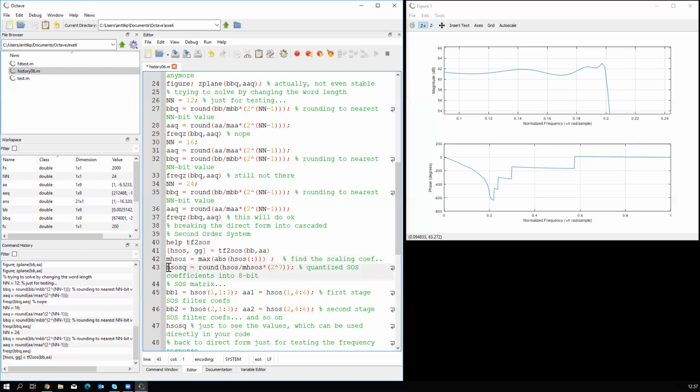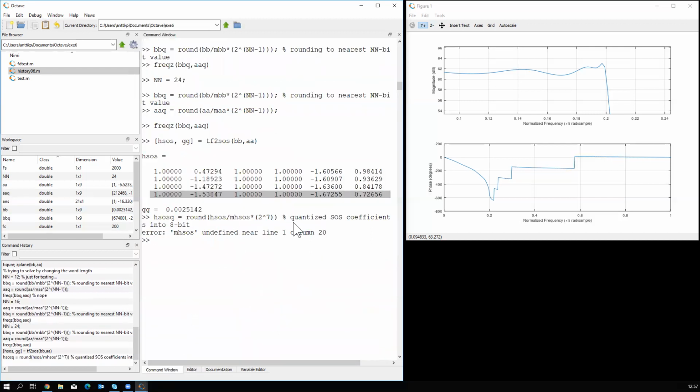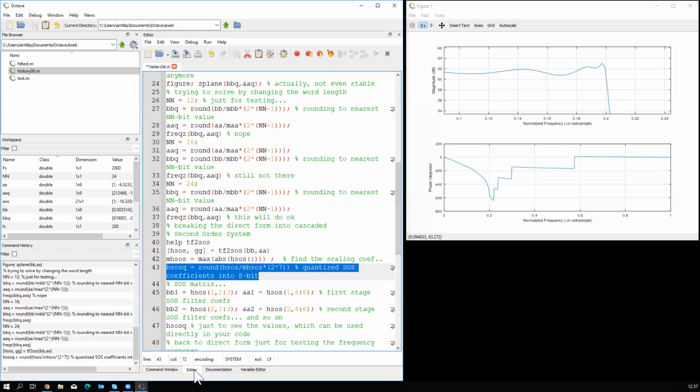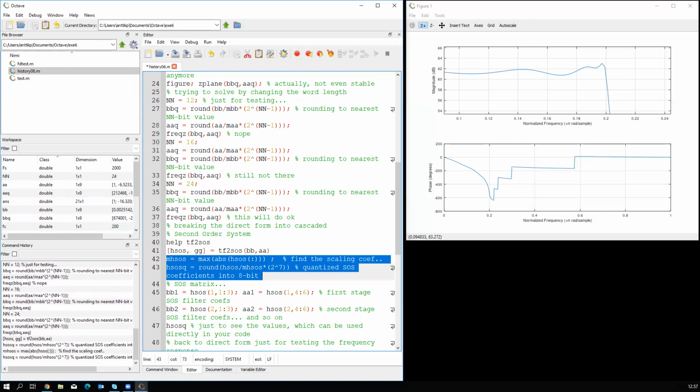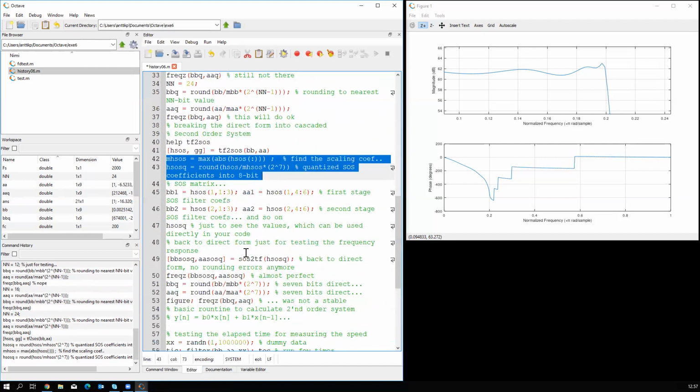Okay, the next one here, I'm actually doing the quantization into 8-bit. I should also run that line, I think, right? Yeah, better. Okay, now I have integer SOS matrices, which could be used as a part of code.